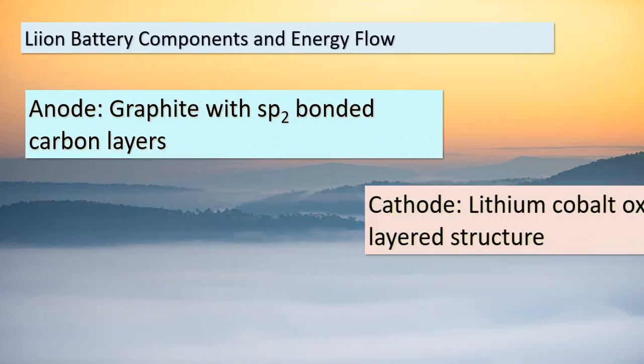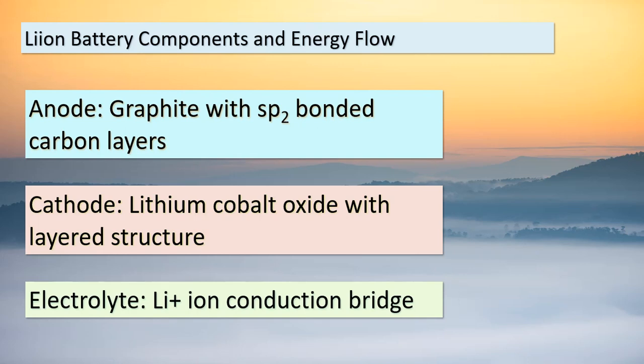Let's sum up our journey so far. A Li-ion battery is an intricate interplay of various components, each with a specific role to play. The anode, crafted from graphite, features layers of sp2 bonded carbon atoms, while the cathode consists of lithium cobalt oxide with its own layered structure.